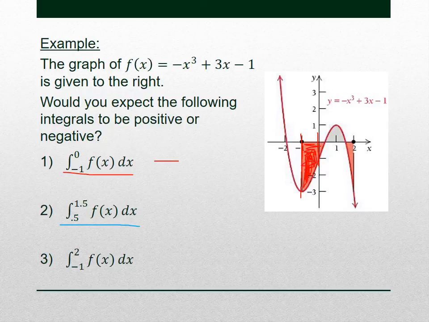How about from 0.5 to 1.5? So let's say that's something like, here's 0.5, here's 1.5. And that part of the graph is completely above the x-axis. And so when we take that definite integral, we expect it to be a positive number.